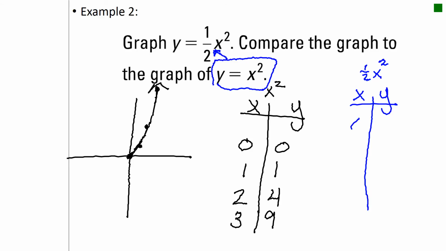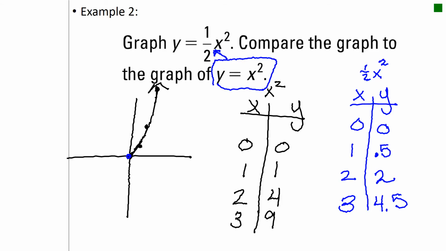Okay, 0 squared is 0. 0 times a half is 0. So they start at the same point. They both start at the origin. 1 squared is 1, 1 times a half is 0.5, a half. 2 squared is 4, and 4 times a half is 2. Ooh, starting to see a difference a little bit more. 3 squared is 9, and half of 9 is 4.5.